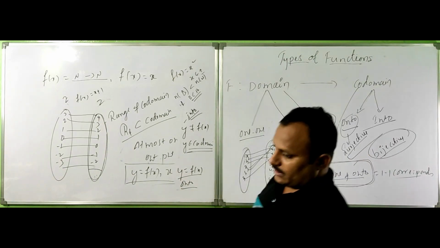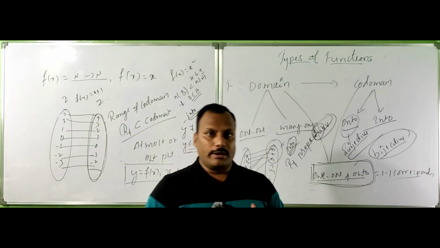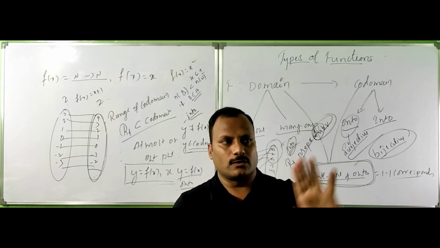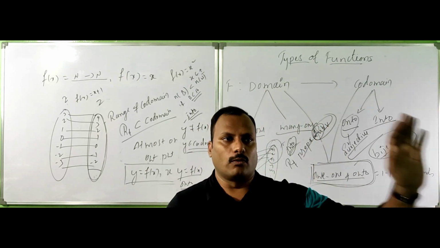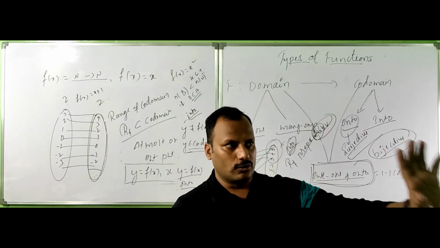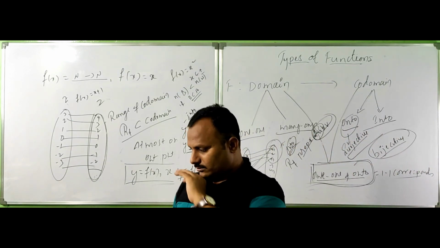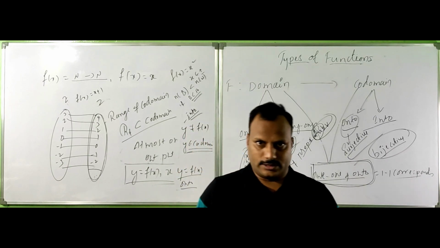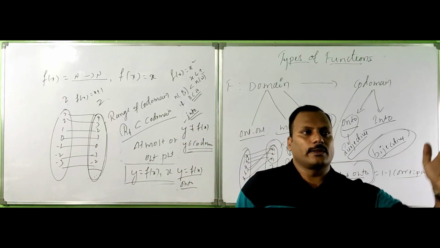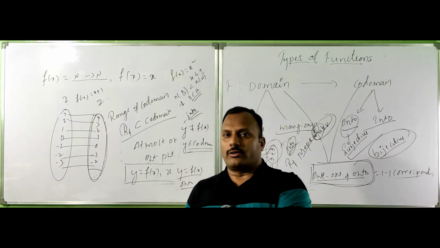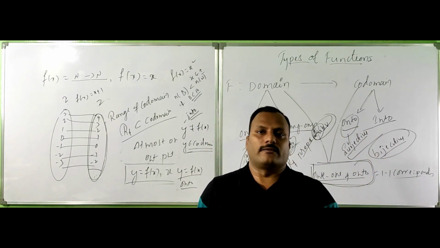I am explaining again. On the basis of the domain, we have 1-1 function and many-one function. 1-1 means 1 input, 1 output. 2 inputs, 2 outputs. 3 inputs, 3 outputs. That's called a 1-1 function. For a many-one function, 2 outputs come from 1 input, 3 outputs from 1 input. It's called a many-one function.